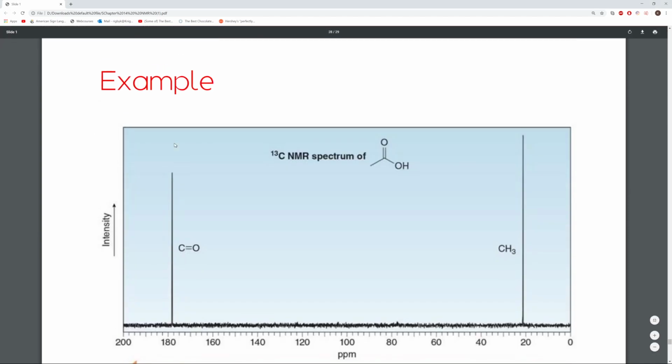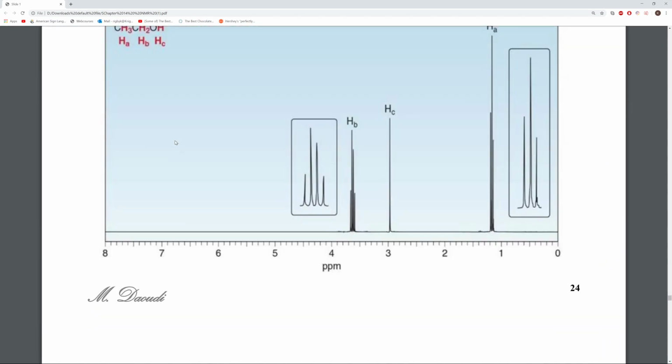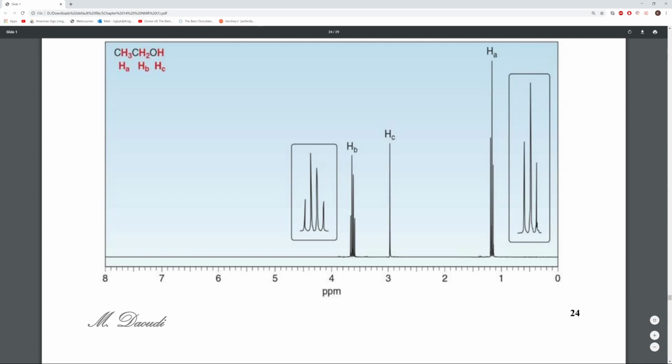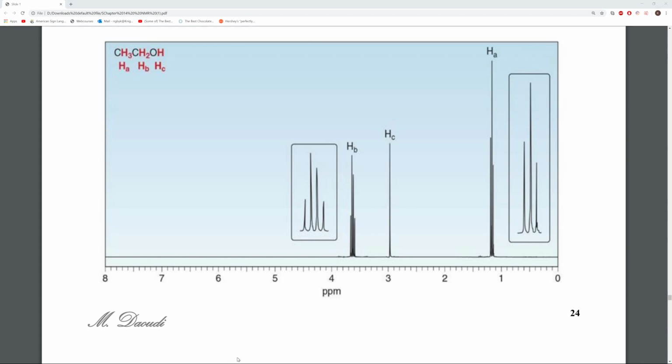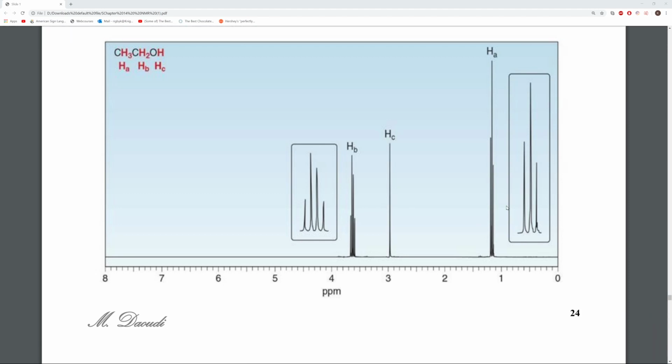Okay, so I've been asked to go back to slide 24. Okay, so is there a question about slide 24? Oh, okay, no, just somebody missed it. That's fine.